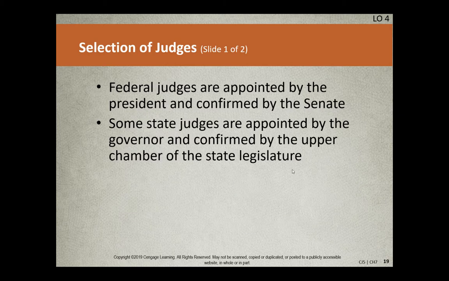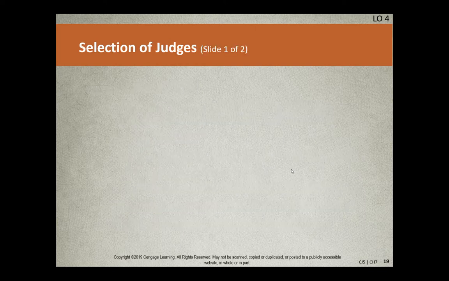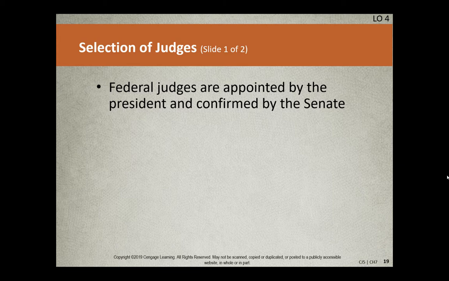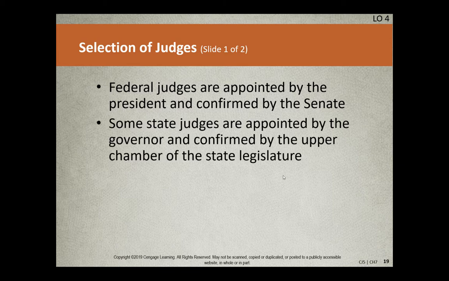So how are judges selected? We talked about the president selecting them when we're talking about the Supreme Court or more at a federal level. But it is difficult to make a general statement about how judges are selected in state court systems because it varies from state to state. In some states, such as New Jersey, all judges are appointed by the governor and they are confirmed by the upper chamber of the state legislature.